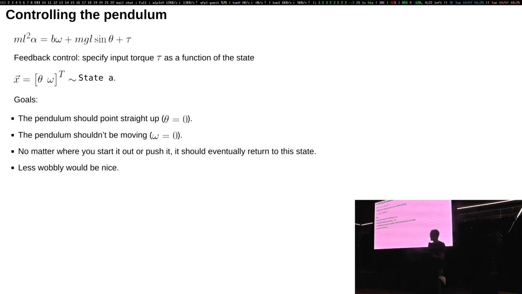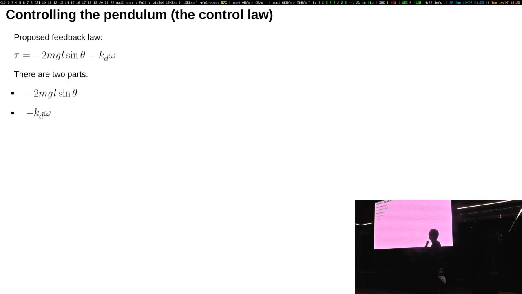So I'm not going to go into a lot of detail around how I come up with this, but I can give you a little physical intuition. There's two parts. The first part is negative 2 mgl sine theta. Can anyone tell me what that means? Yeah, exactly. This is the same as the gravity term. If I say minus mgl sine theta, that cancels out gravity. And I say minus 2, that adds a gravity field that goes up. So I'm just going to take the same dynamics that we had before to hang down, and invert it so it goes up.